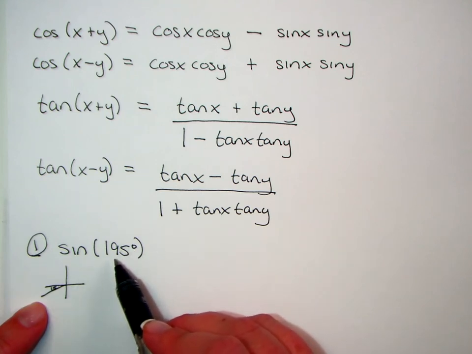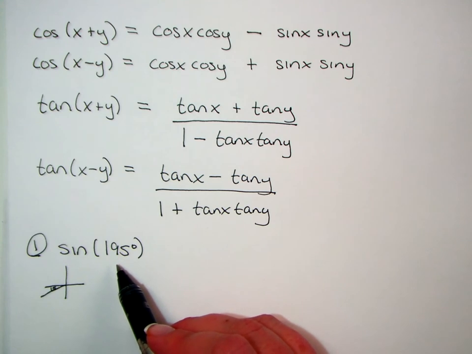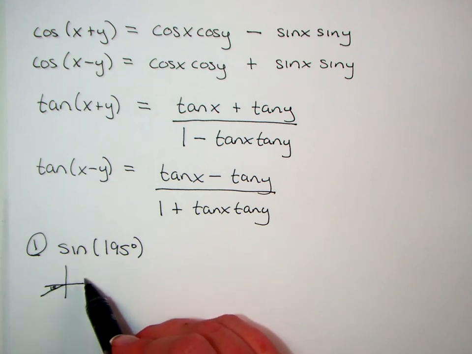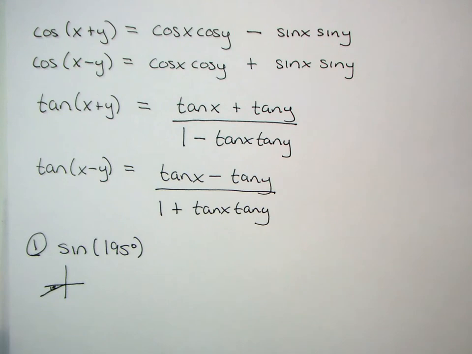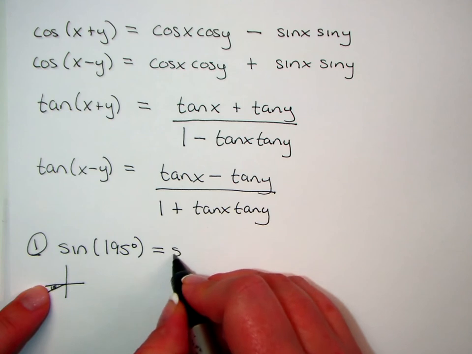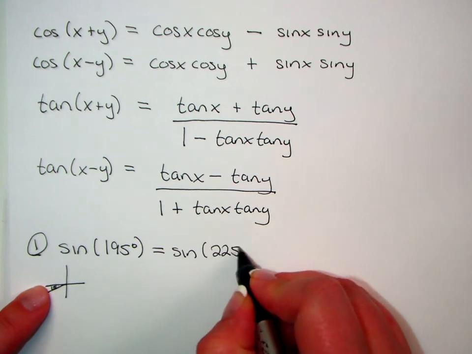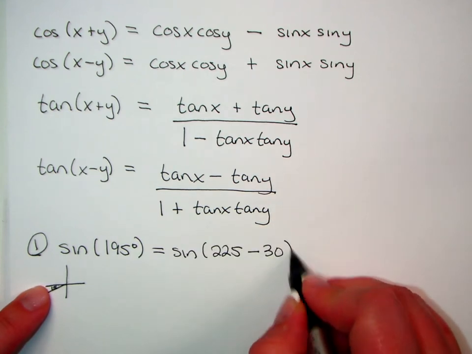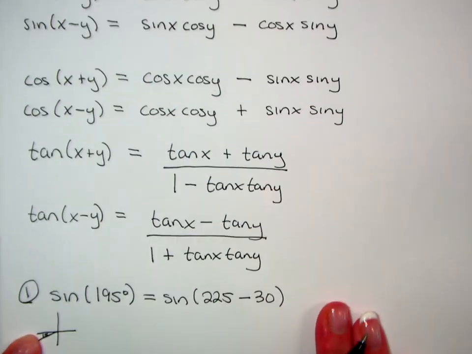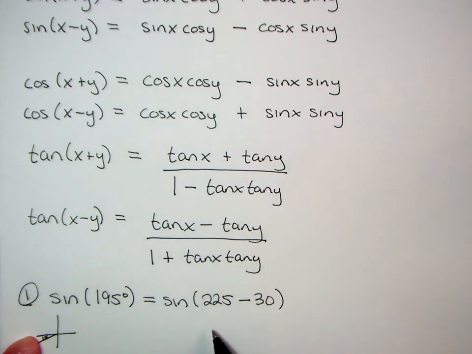What about 225 minus 30? So 225 is the 45-degree angle here in the third quadrant. 30 is that nice point here. I think I'm going to do 225 minus 30. I'm going to write 195 degrees as a difference between 225 and 30. So now I can use the difference formula for sine, and I'm able to use those two values on the unit circle for 225 and 30.